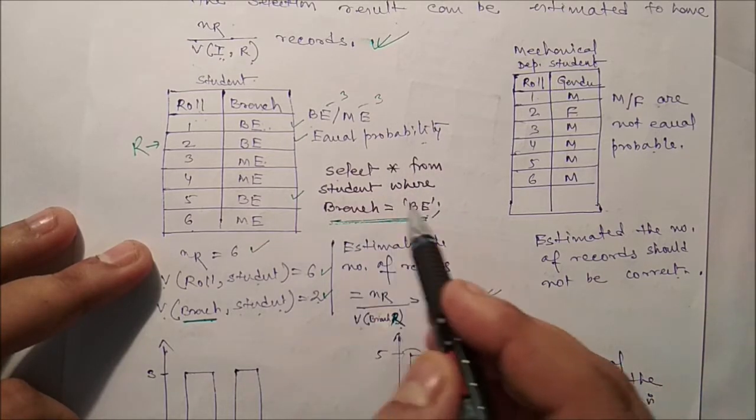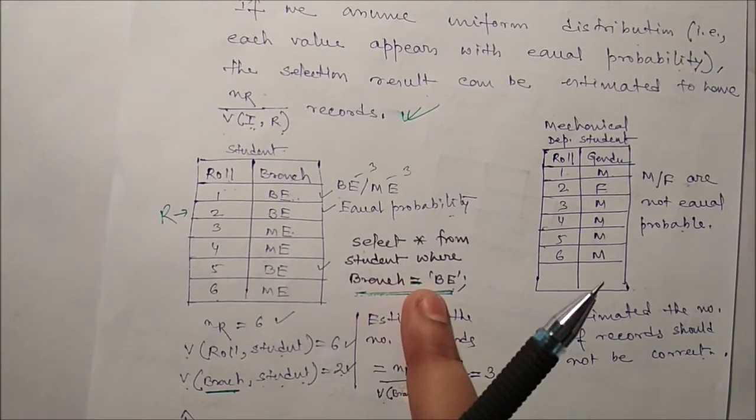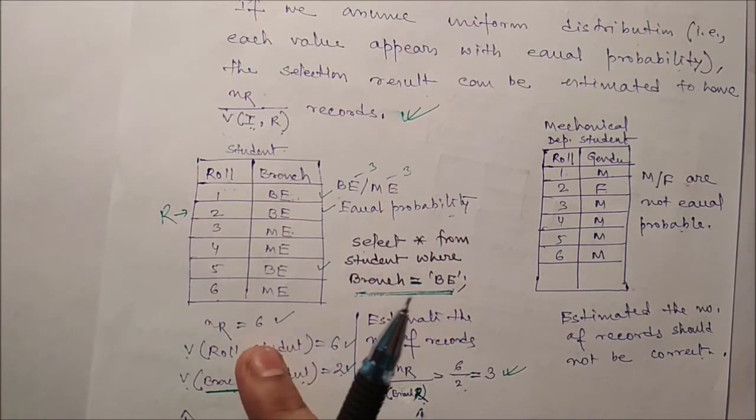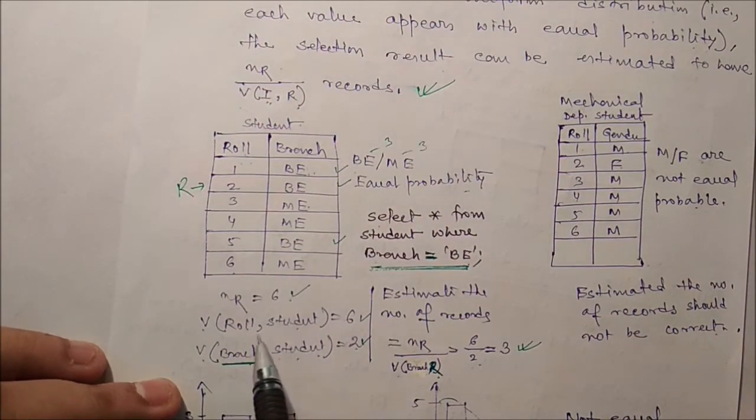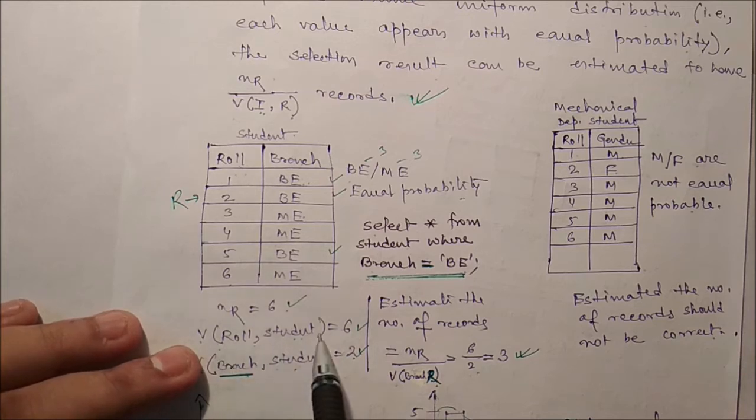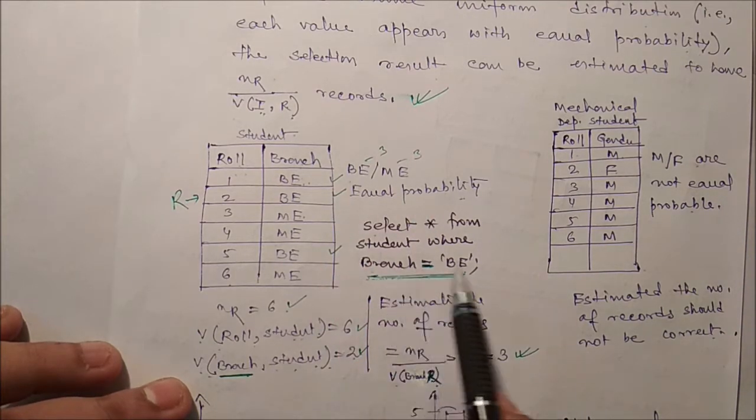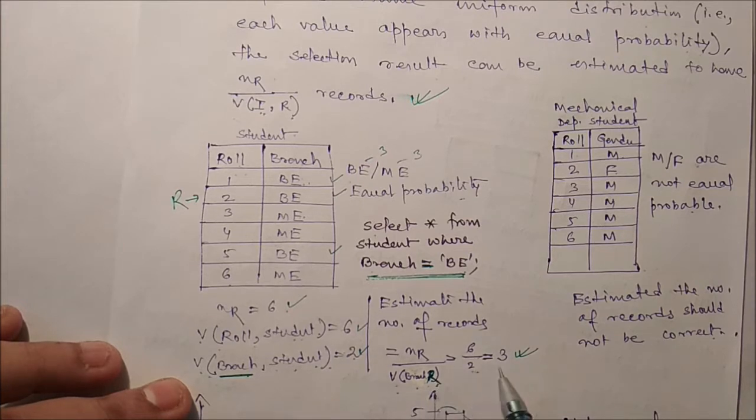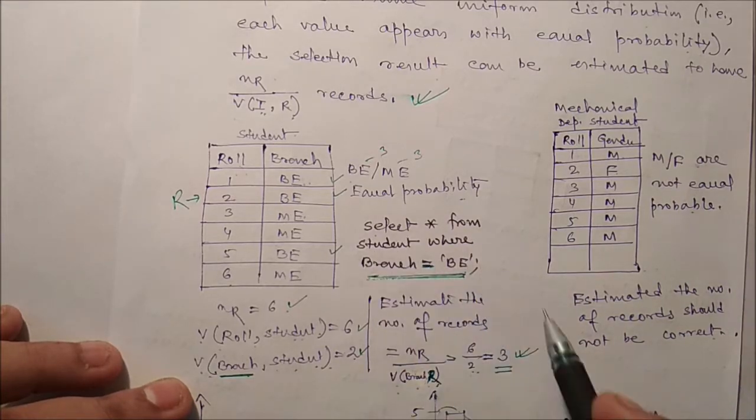This is our selection condition, an equal-to condition, A equal to a from R. So you already know the formula, NR by V(A, R). NR is equal to 6, since there are 6 records, and the distinct roll numbers are 6, while the distinct branches are 2, BE and ME. So to estimate the number of records for the branch, NR by V(branch, R) is 6 by 2, which is 3. So if this is the case, we can estimate that 3 results will be returned.